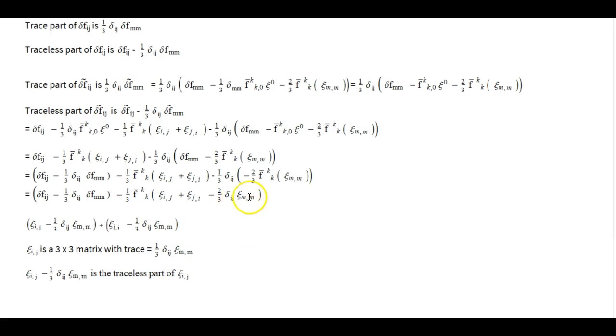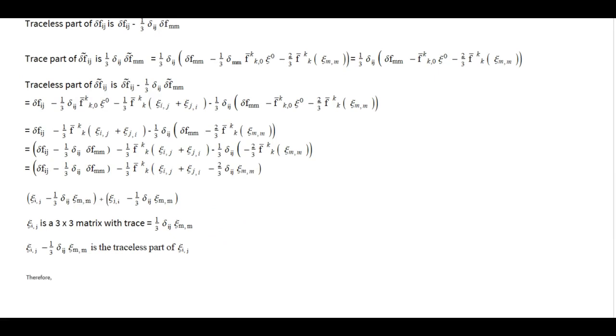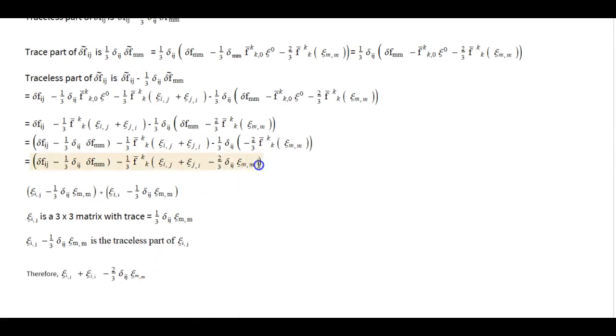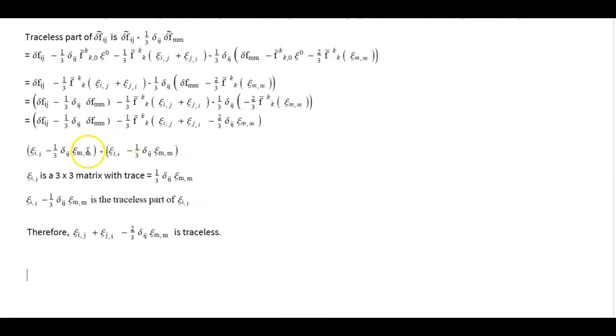Right? Therefore, this whole matrix or tensor, which is inside these brackets, is traceless. Because when I split this into two parts like this, I see that this is the traceless part of this, and this is the trace part of this. So this whole is traceless, and overall it is a traceless matrix. And you don't have to split this into two parts.